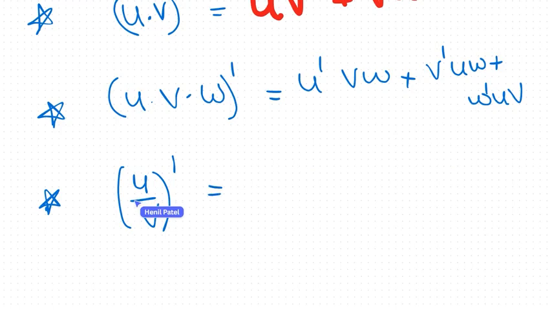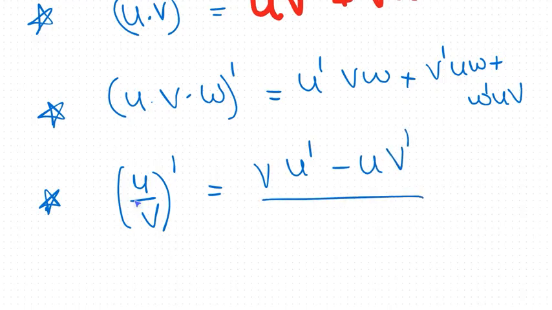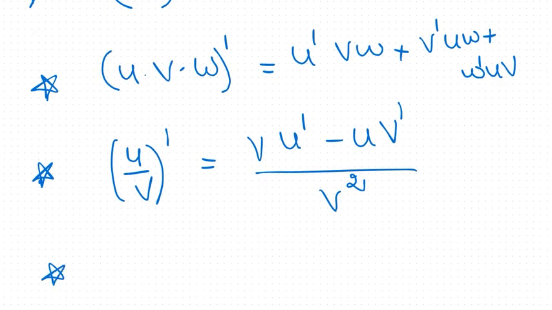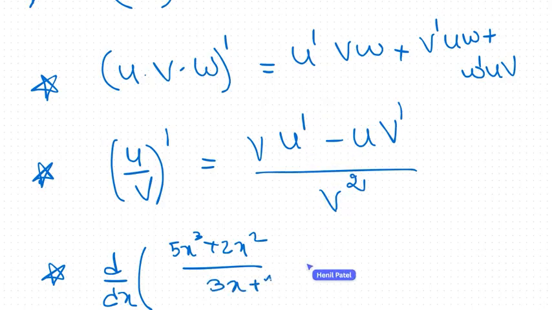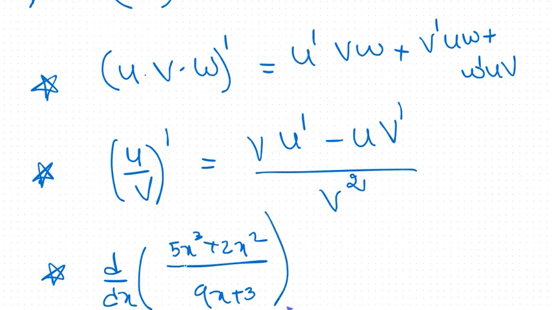So it's a bit different from the rest. Denominator into numerator differentiation: vu dash minus uv dash upon denominator square. Like this. So if they give, find the derivative d by dx of (5x cube plus 2x square) upon (3x plus 1), or 9x plus 3 or something like that.